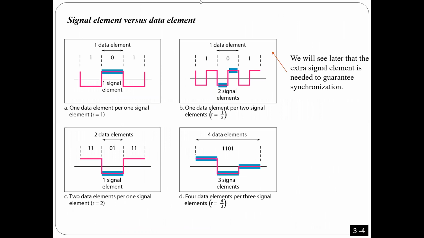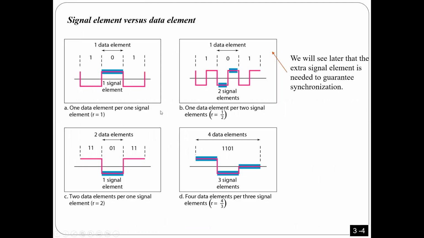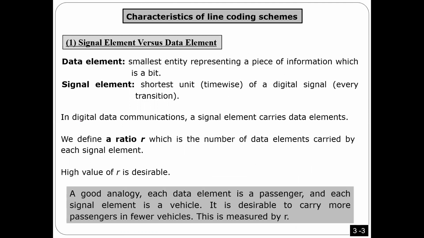Anyway, let's start with the very beginning. I want to make a very quick definition. The first definition is what we call data element and signal element. What do you mean by data element? You know the data is digital, 1 and 0. Data element is the smallest entity representing a piece of information, which is a bit. So data element means 1 bit.